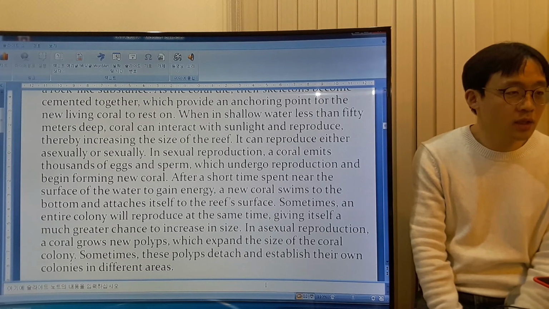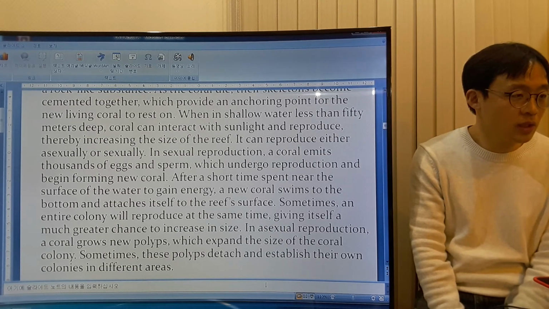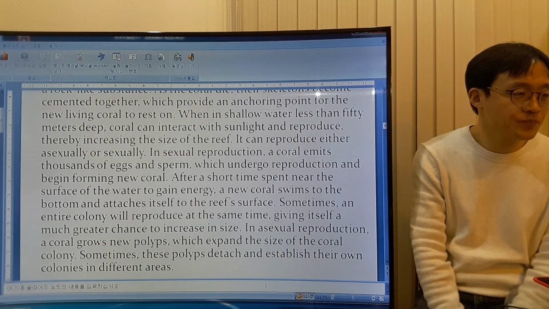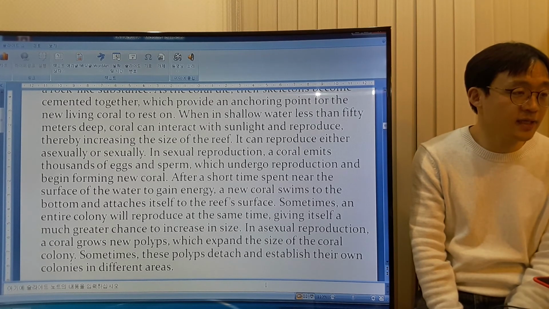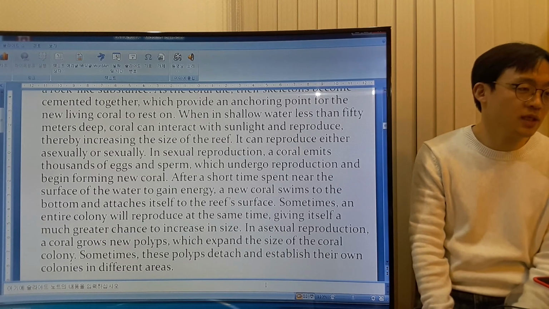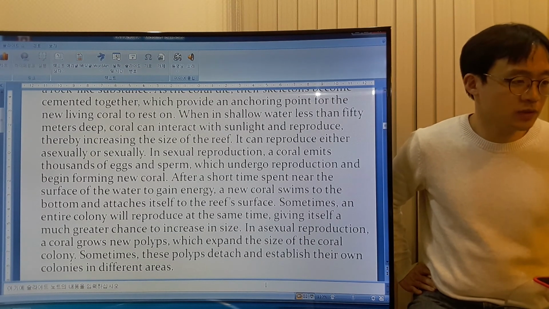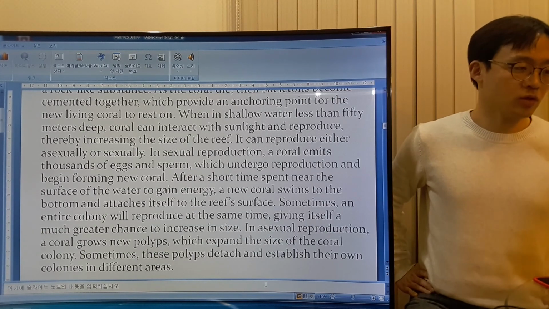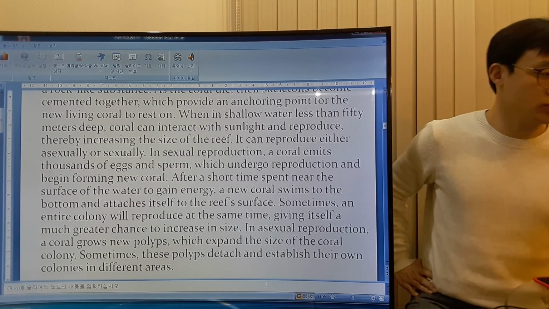In sexual reproduction, a coral lets out thousands of eggs and sperm, and it begins to form a new life, okay? And a new coral spends a little time near the surface of the water and then goes down and attaches itself to the reef's surface. But sometimes the entire colony reproduces at the same time. So in this case, it gets very large. In asexual reproduction, a coral grows new polyps, which makes the size of the coral colony large. And sometimes these polyps detach and make their own colonies somewhere else.